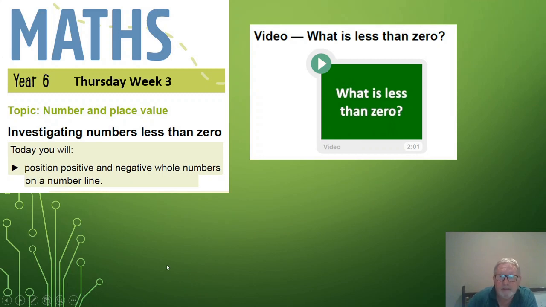Hey guys, it's Thursday and we're looking at number and place value again, but this time we're investigating numbers less than zero. So we're going to be looking at terms like positive and negative numbers and learning how we can categorize whole numbers into other types of groups. We've learned about square numbers, triangular numbers. Now it's learning about positive and negative numbers.